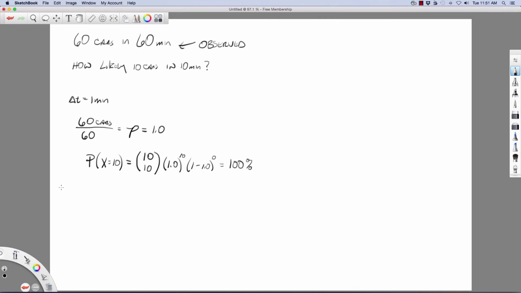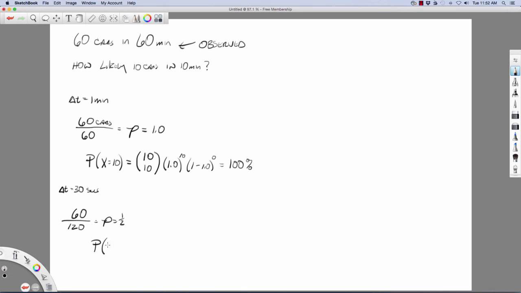So now let's refine the resolution a little bit and make our delta t 30 seconds. So again, we need to figure out what is our probability for the individual event. So we've got 60 cars observed in 60 minutes, and in 60 minutes there is 120 30-second intervals. Right? Every 30 seconds is an interval, and in 60 minutes we get 120 intervals. So 60 cars in 120 intervals gives us our probability this time is 1/2 for this estimate.